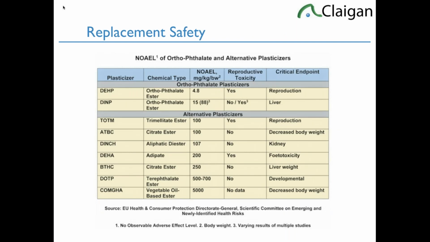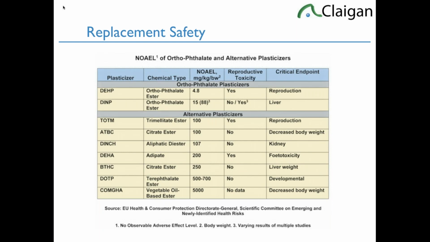So if you look at the no observable adverse effect limit for each one of those, DHP's got a 4.8, very low number. Its metabolite easily metabolizes into MEHP, which creates an estrogenic response. The long chain ones, DINP, are a little bit better, and that's why they're not as regulated as much, but they do still metabolize into some negative actors.